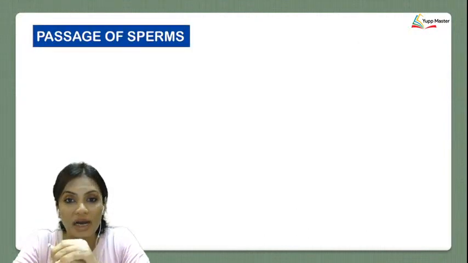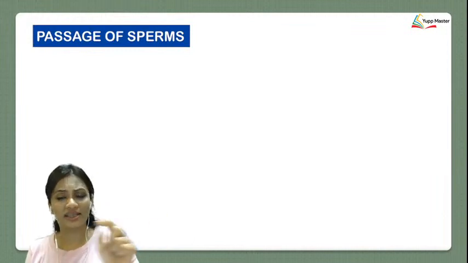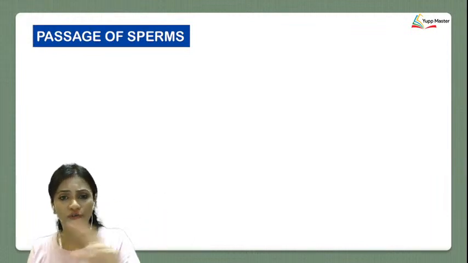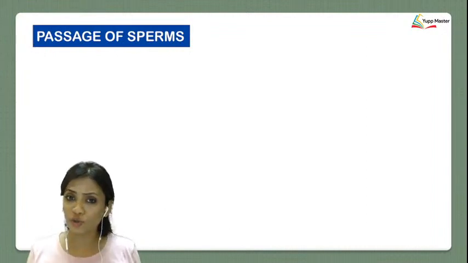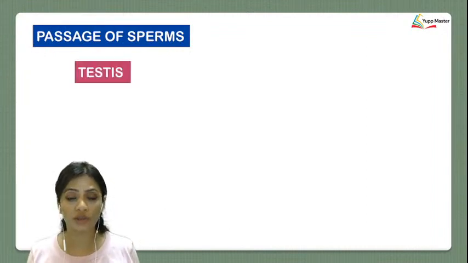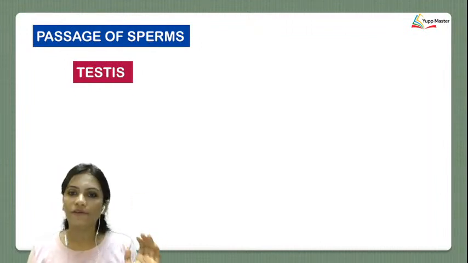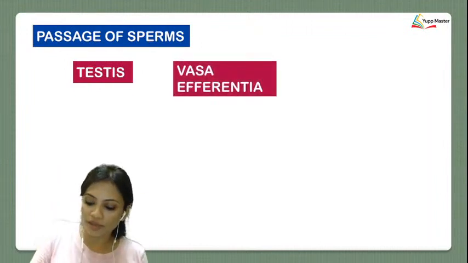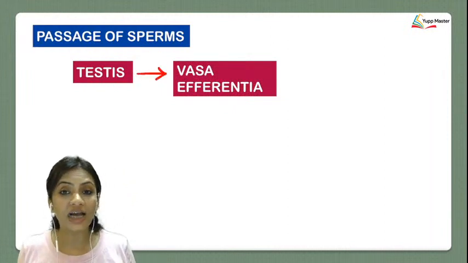Most important part of the whole concept of frog, the part where the MCQ comes from, is the passage of sperms. It will just come as a whole match the following, which is the correct passage. This comes for humans too. Let's see what happens in the frogs. First and foremost, sperms are produced in the testes. From the testes, sperms are going to enter into those tubules which are called vasa efferentia.